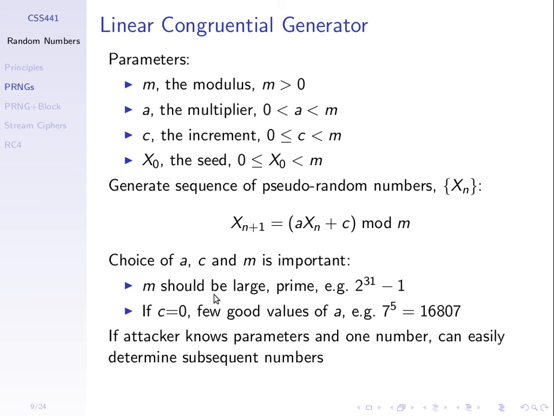What parameter values to use? M should be large, and when you mod by a prime number, it will give you better results each iteration. So M should be a large prime number, such as 2 to the power of 31 minus 1. C can be 0, and people have found that there are not many good values for the multiplier, but one of them is this magic number of 7 to the power of 5. So for this particular algorithm, the parameters are important.